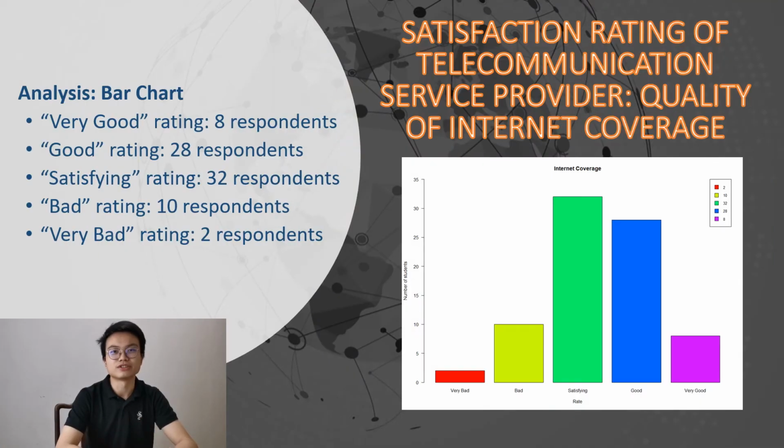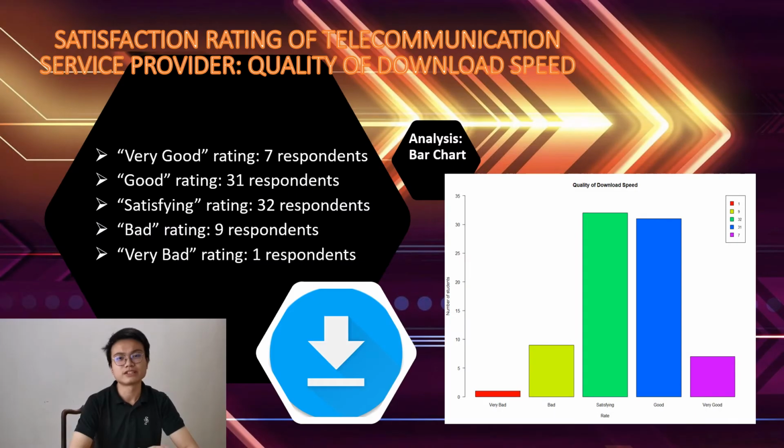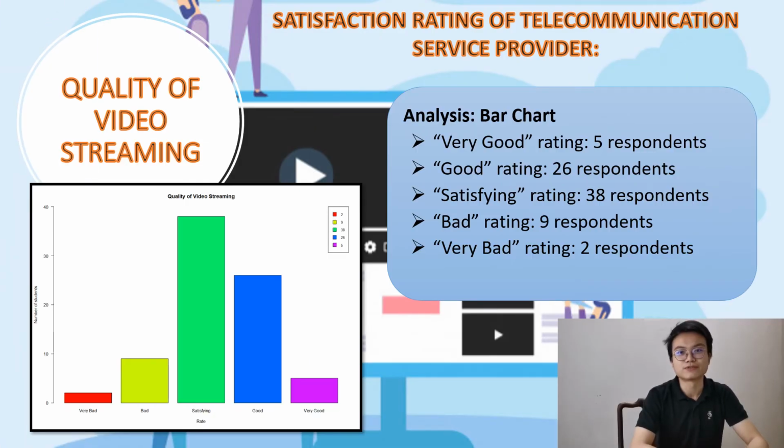The next topic of discussion is the satisfaction rating of telecommunication service providers. For the quality of internet coverage, we use a bar chart for our analysis. More than half of the respondents rated satisfying or above, while only 2 rated very bad quality of internet coverage. The next data is the quality of download speed. As you can see from the bar chart on your right, 7 respondents rated very good quality of download speed, while only 1 rated very bad quality. Next is the quality of video streaming. From the bar chart, we can see that 38 respondents rated satisfying quality of video streaming, while only 2 rated very bad quality of video streaming.